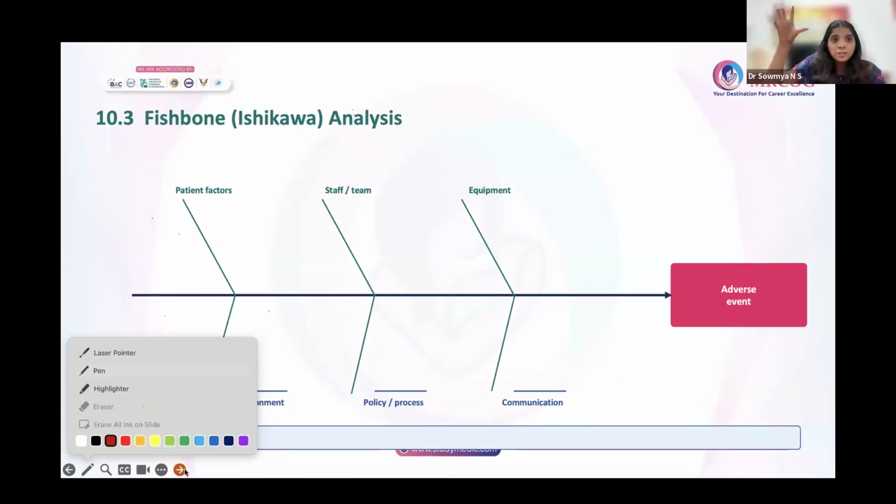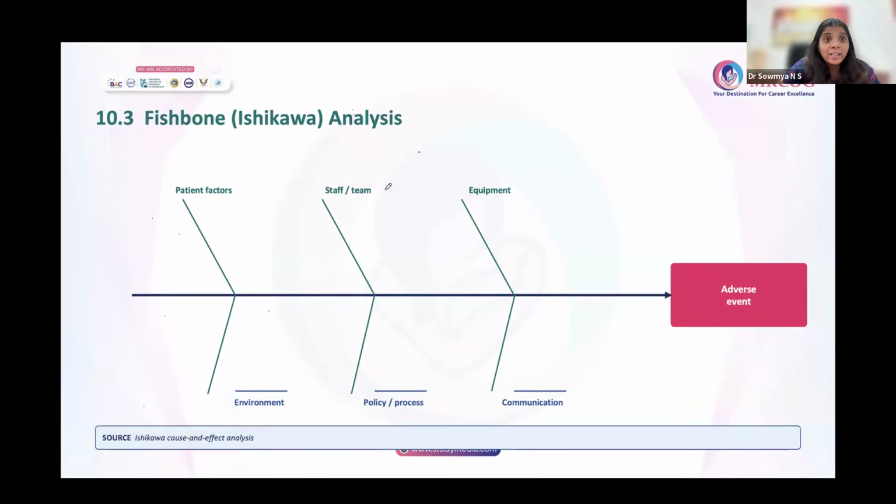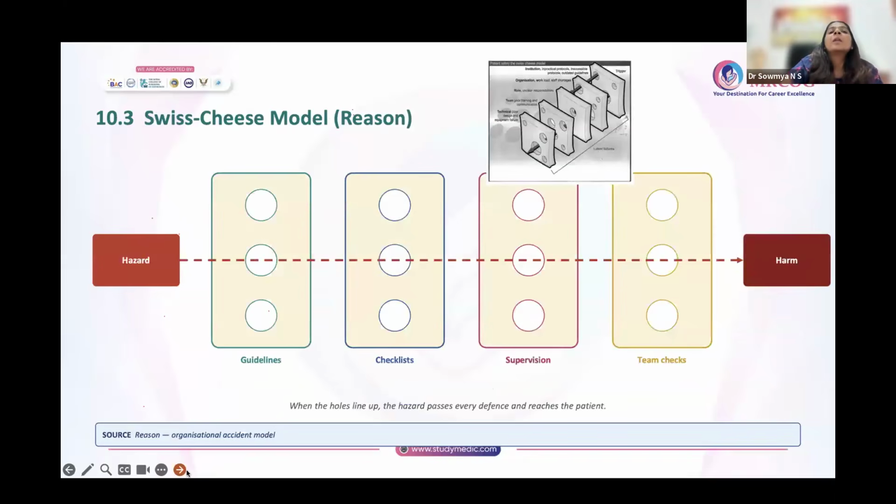That's why this is a process. Even though it is not as big as an audit, it's a process. That's the reason you have to choose: when there is a serious harm, you do a fishbone, because it needs the time and energy of the people.